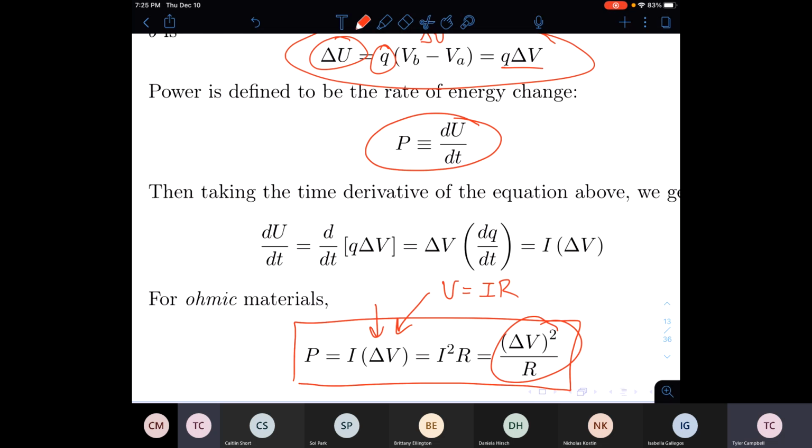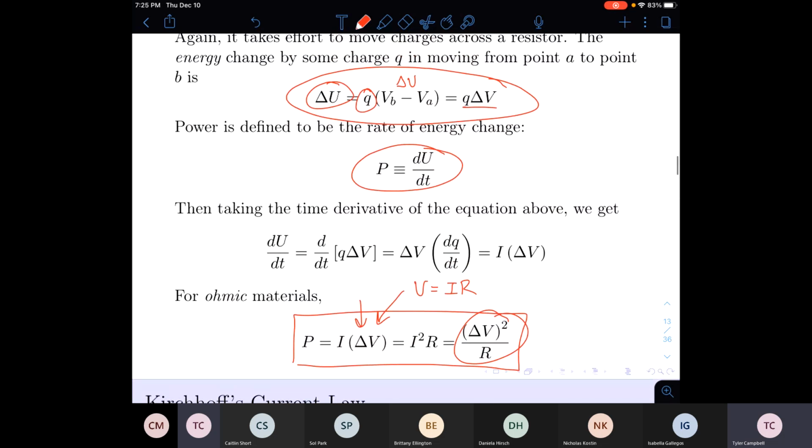All right. So that's kind of it for power and energy there. Like I said, just keep in mind that those variables are internally related, so we can change them however we would like. Just keep that in mind.